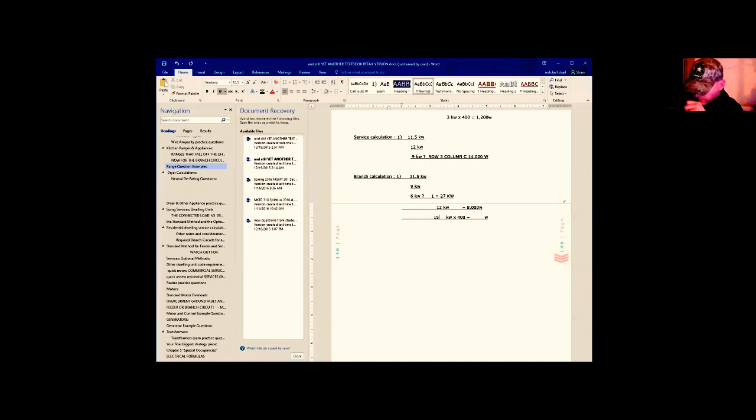15 times 400 is 6,000. And what do I do with that 6,000? You add it up to the 8. I add the 8,000 to it. That's right. So it's 14,000. 6,000 plus 8,000 is 14,000.